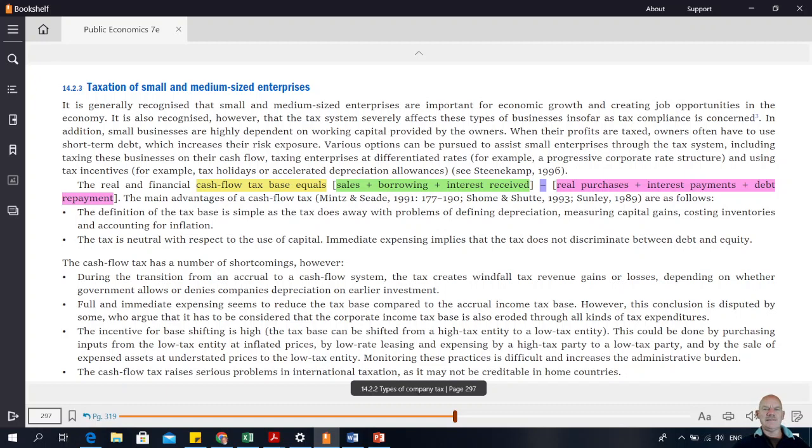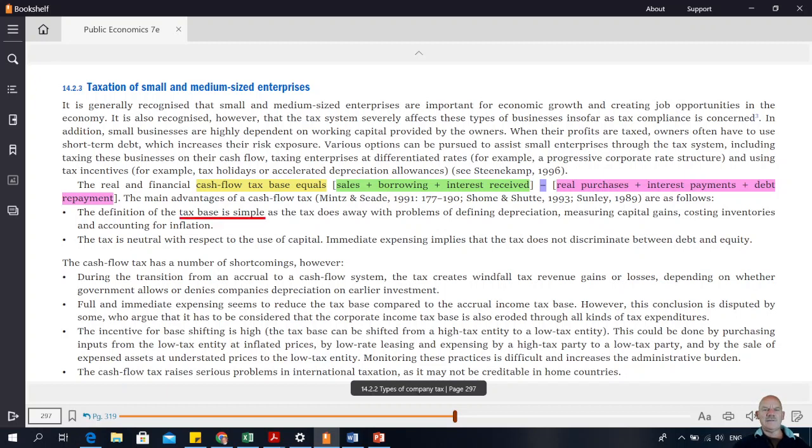The first thing is to know what the cash flow tax base is equal to. It's just what it says. So all the revenue, all the receipts that you get from sales, whether you borrow money or whether you receive interest, that's all your receipts, and then you just subtract all the expenses, namely purchases, interest payments and debt repayments, and that is the base on which you will be taxed. Very, very easy, very simple, isn't it?